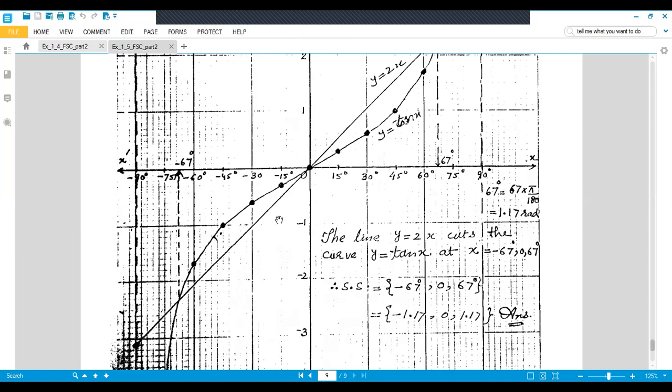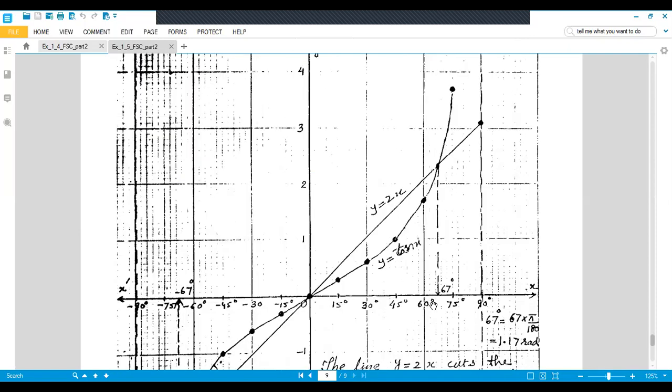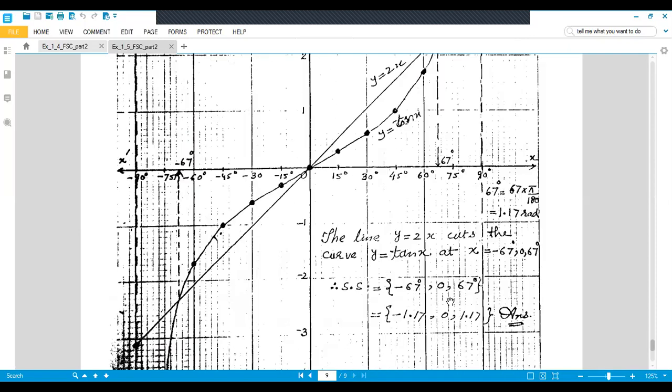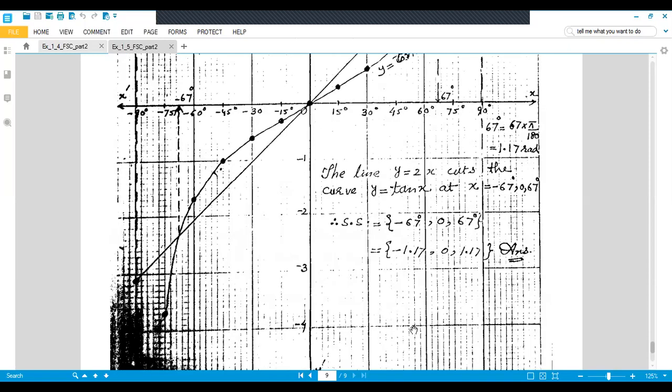When we draw a line through the origin like this, from the starting to the ending point, the line coincides with the test line at this point, which is minus 67 degrees, and also at this point, positive 67 degrees. So negative 67 degrees and positive 67 degrees is the solution set. If you convert it to radians, you multiply 67 by pi over 180 and you will get the solution set in radians. These three parts of question number 3 are very, very important.